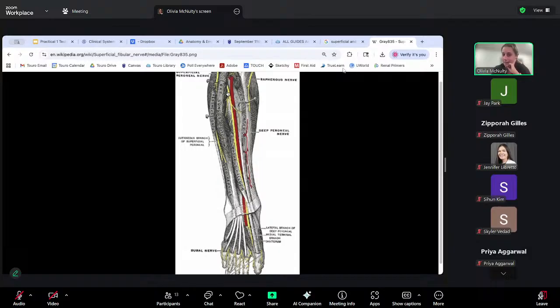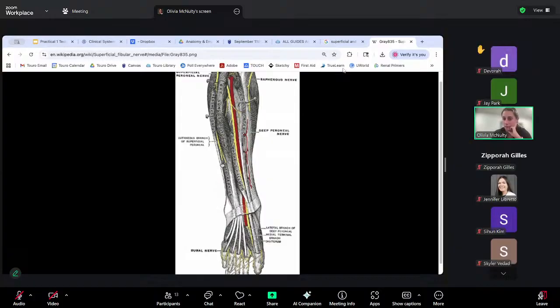And then again, that deep fibular nerve is going to do your extensor compartment. That's going to include tibialis anterior, your extensor hallucis longus, your extensor digitorum, and then your fibularis tertius.